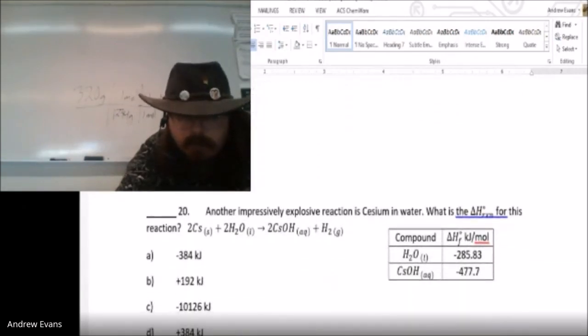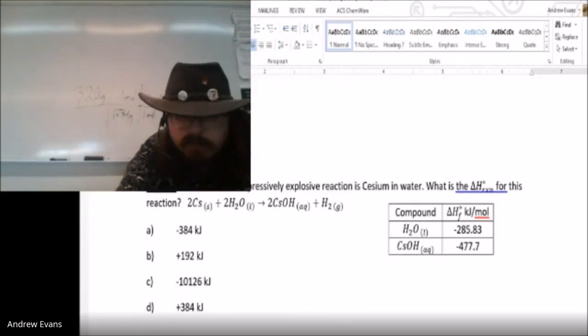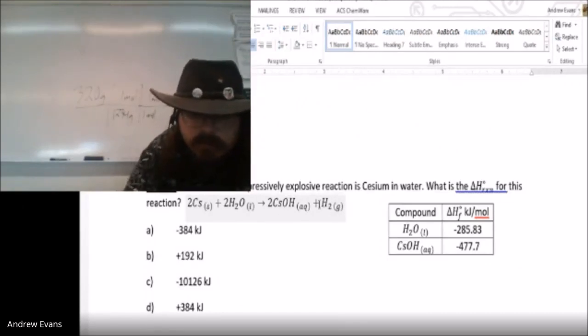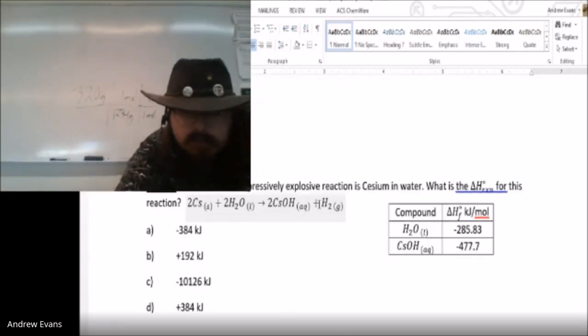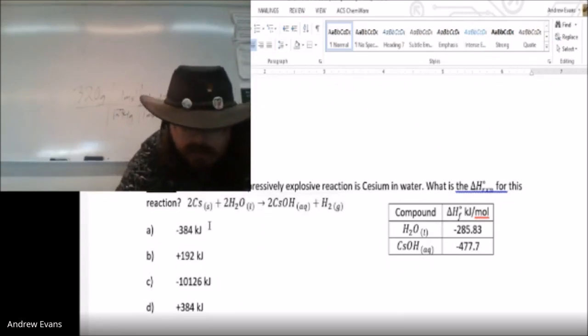And finally, another impressively explosive reaction is cesium and water. What is the delta H of this? So it's literally hydrogen. There's a reason. This is 0. This is 0. But we just have to calculate, well, negative 477.7 times 2 minus a negative 285.83 times 2. So how much energy does this produce? It's negative 384. Negative 384.